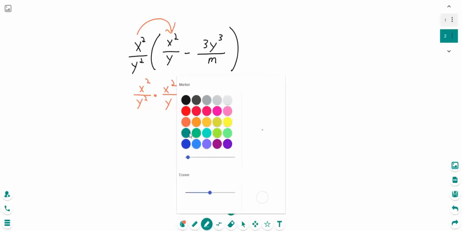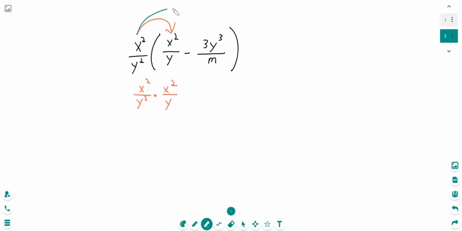Then we can take our next term. We take this guy and multiply it by this guy. Now this is a positive. This is a negative. So when I multiply a positive by a negative, I'm going to end up with a negative. So we'll just put that right here. We know it's going to be a negative. Then we have the outside term, x squared over y squared, times the inside term, which is the 3y to the third over m. So that's our two multiplications that we'll be doing here.